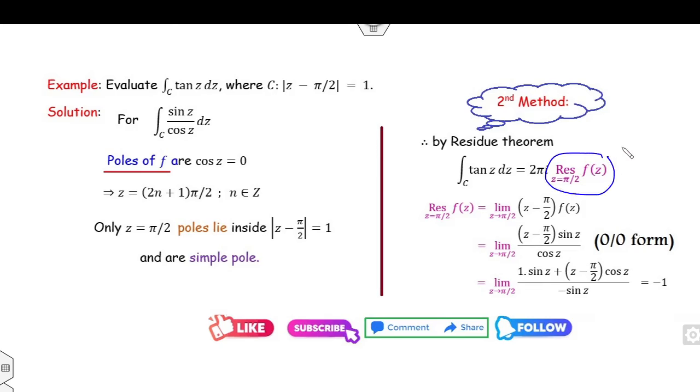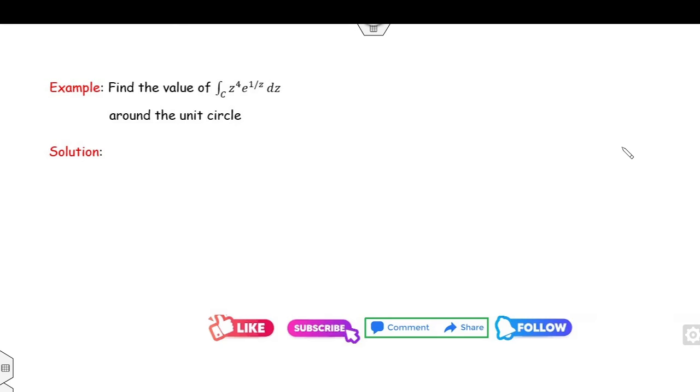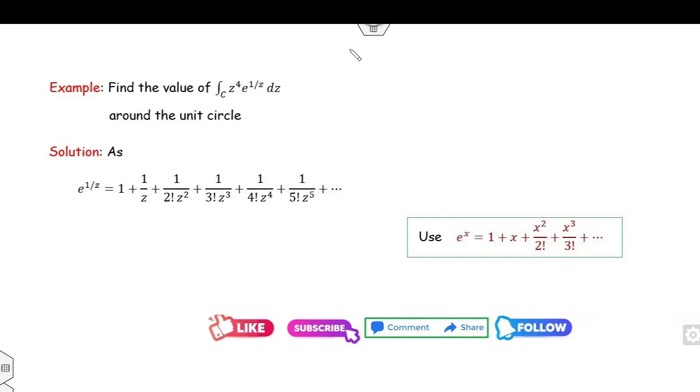Substitute the answer in the given formula. You will again get the minus 2 pi iota. Look at this another one. Again you can see this is my special function. Fine. So we can start with the series expansions.